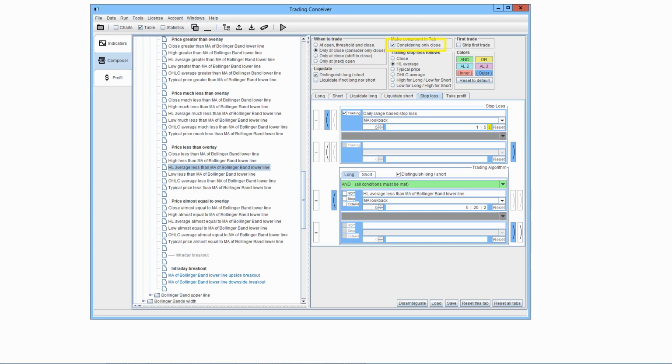If you combine the stop loss and take profit algorithms as above mentioned, this will make the whole tab only consider and operate at close. Note that in the table, the data at open and threshold will be reported anyway though. Select the radio button in the When to Trade pane, only at close, consider only close.